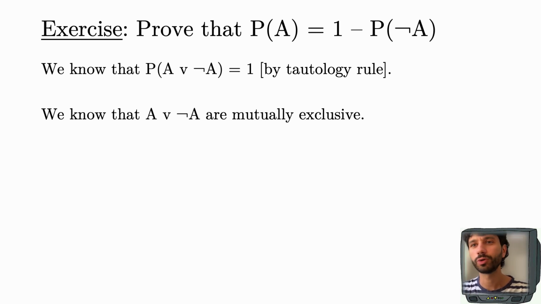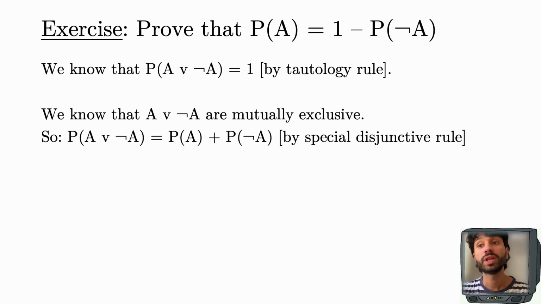So what rule can we use here? Well, we can use the rule from the special disjunctive rule, which says that if two statements are mutually exclusive, and A or not A are mutually exclusive, then the probability of A or not A is equal to the probability of A plus the probability of not A. Okay? We're just using the rules here.